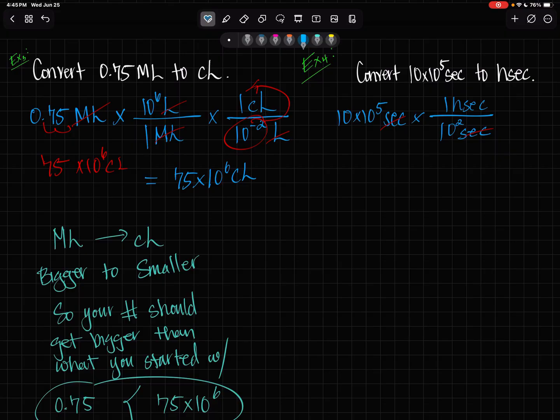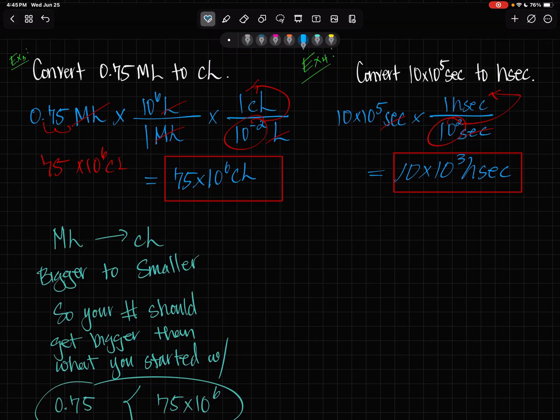And let's just go ahead and do this math. You move this to the numerator by changing the sign. And when you move that to the numerator and change the sign, you get a final answer of 10 times 10 to the third hectoseconds. And there's your final answer.